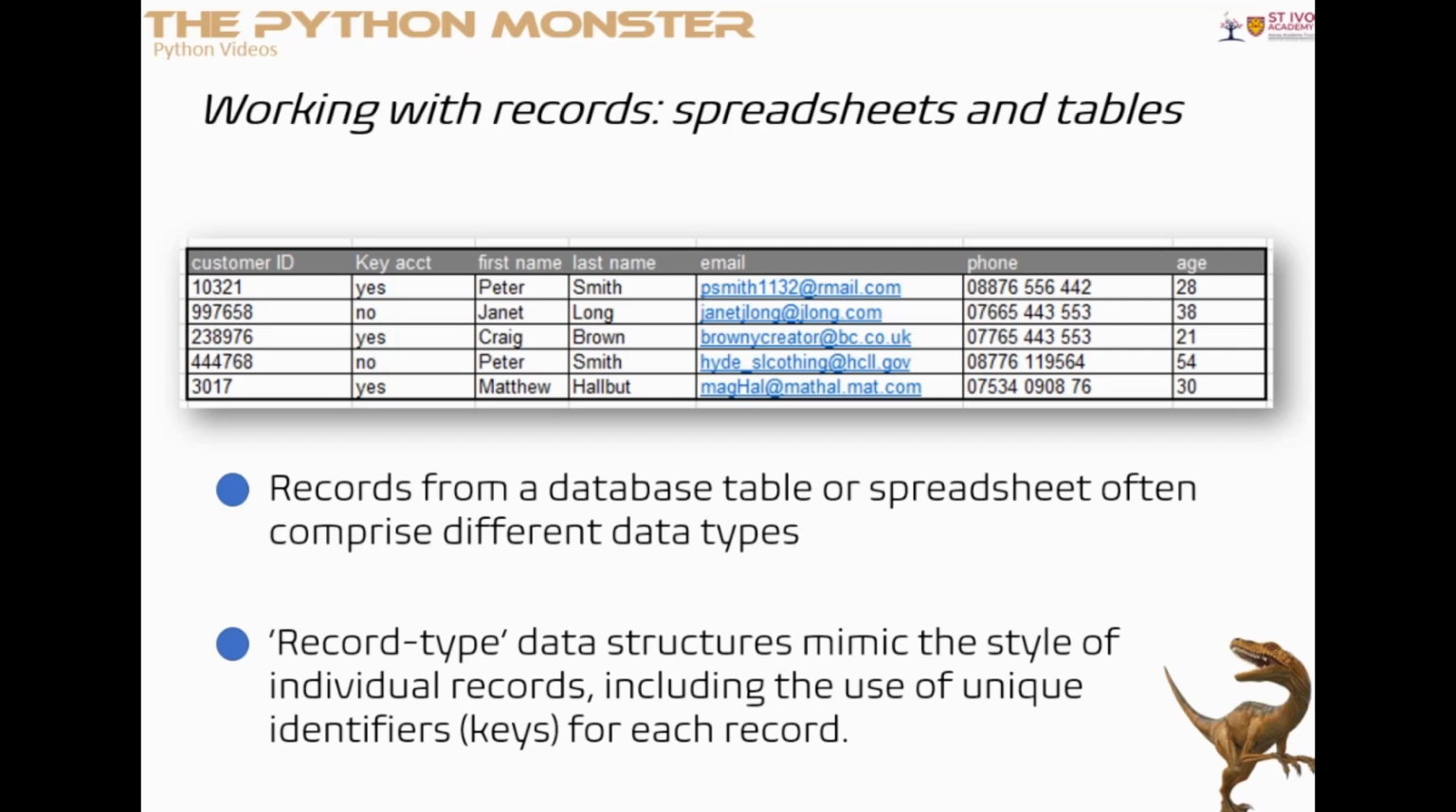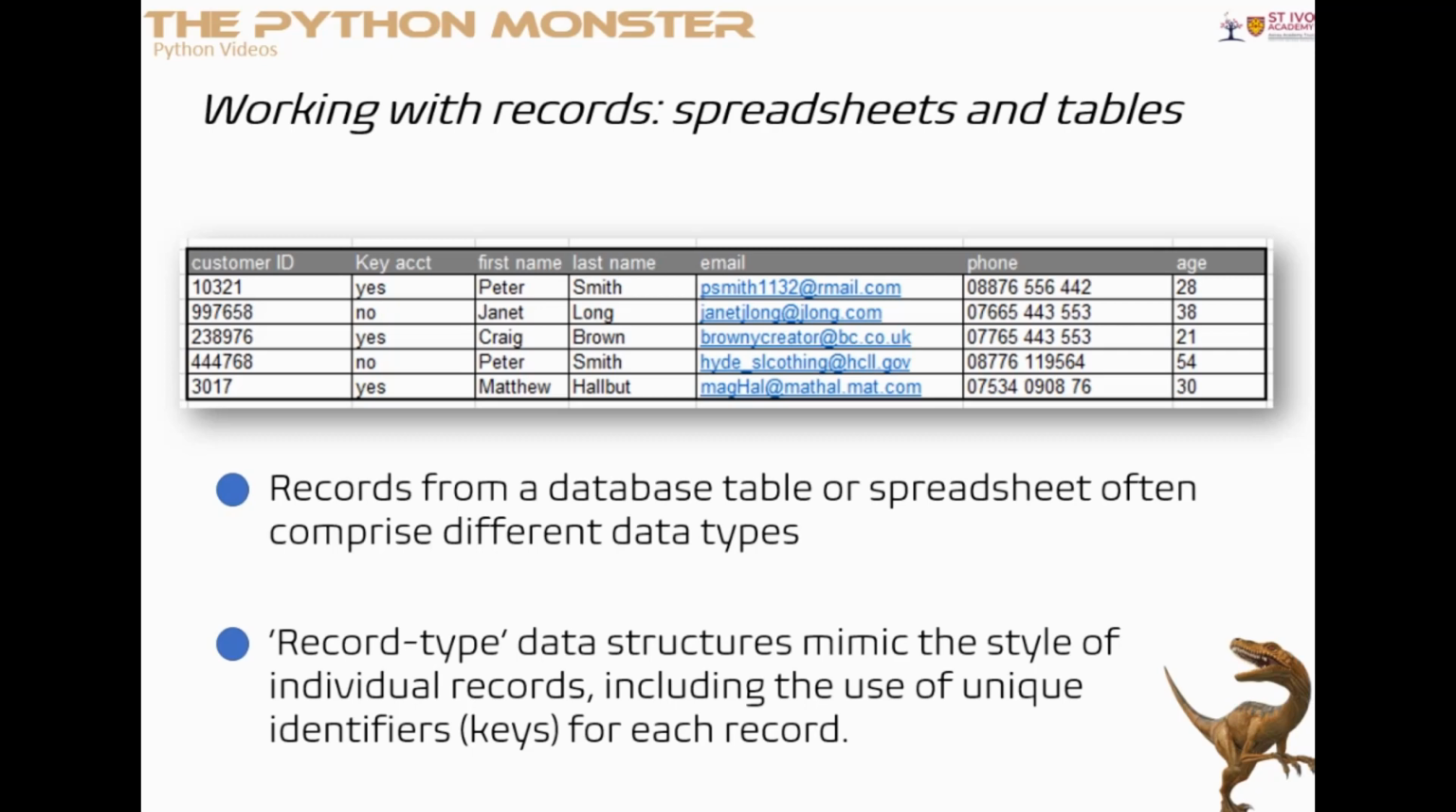So we can say that records from a database table or a spreadsheet often comprise different data types, and the record type data structure mimics the style of individual records, including the use of unique identifiers or keys for each record. So what does that actually mean? Well, one of the techniques that we can use for working with tabular data outside our program is we could import a table from a database, or we could import a spreadsheet as a text file. We can do text file exports from either of those two formats, and then we can work with it by reading in that data from the text file.